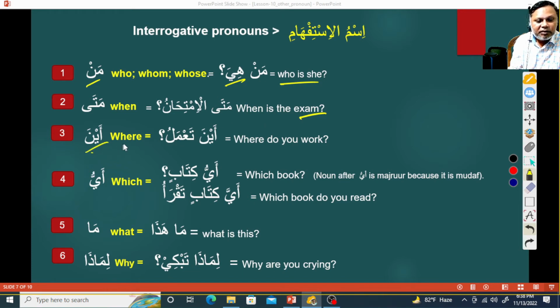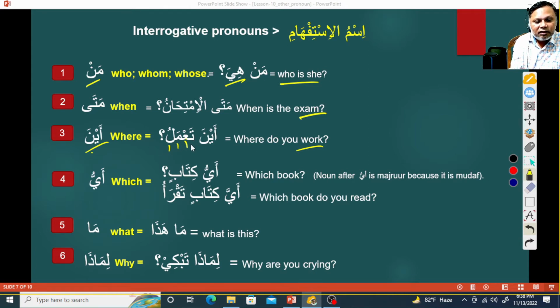Aina, this is very important. Aina ta'malu. Where do you work? The ta'malu is a verb. It comes from this ain, mim, and lam. Amala. From amala, it becomes ta'malu.